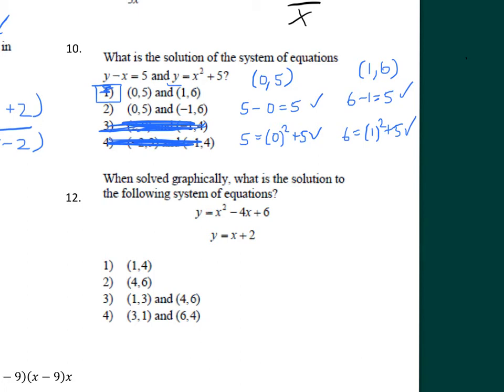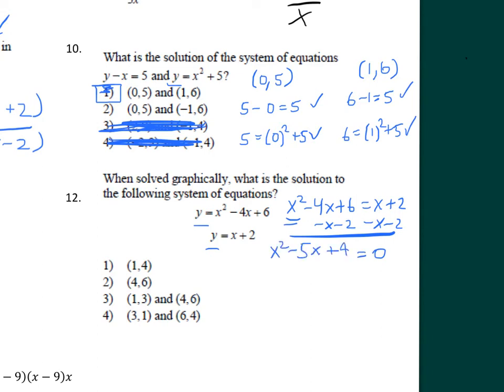The other option I'll take you through right here is that we solve one of the equations for x or y. In fact, they're both solved for y. So in this case, we can set them equal to each other. And when we set them equal to each other, we have a quadratic equation. And I want to keep this positive x squared here on the left. So I'm going to subtract x and subtract 2. And we will get a quadratic equation, x squared minus 5x plus 4 equals 0.